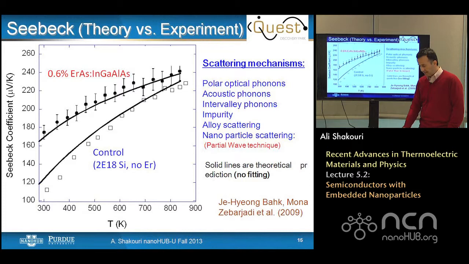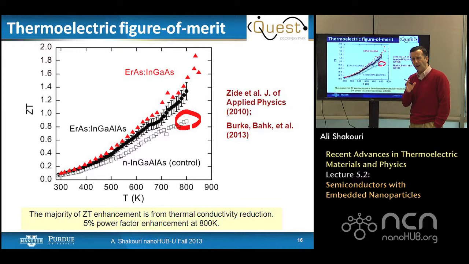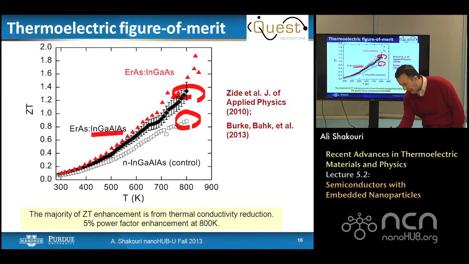At the end, what we have, the first results were presented in the Journal of Applied Physics in 2010. The best control samples have ZTs of about 0.8. That's actually what people have found for some of these materials even in the 1960s. By a lot of engineering, putting in the nanoparticles, a ZT of 1.33 has been demonstrated with this indium gallium aluminum arsenide. And with indium gallium arsenide and fine tuning of the dopings and erbium arsenide, the numbers are higher, 1.5, 1.6, and so on. What is important is most of the improvement at high temperature comes from the thermal conductivity reduction, but still there is 5% power factor enhancement.